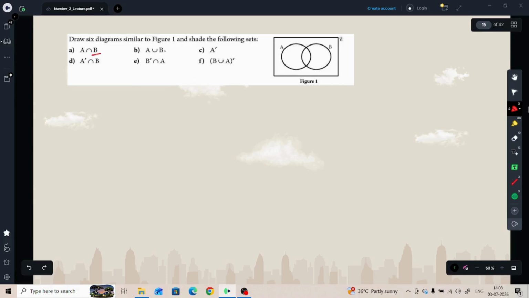Then it is asking you A union B. In that case, you know you will be taking all elements present in both A and B. Like this, you will be shading it up.